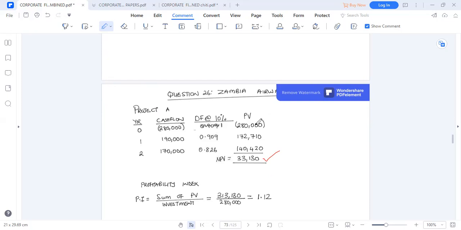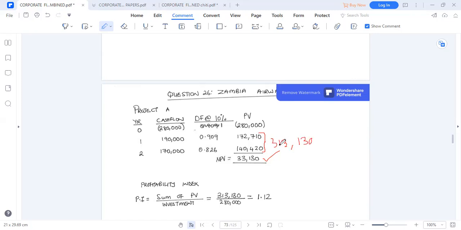Yes. Then the sum of the positive cash inflows is called our present value. Okay, so when we add this and that, we're going to get 313,130.